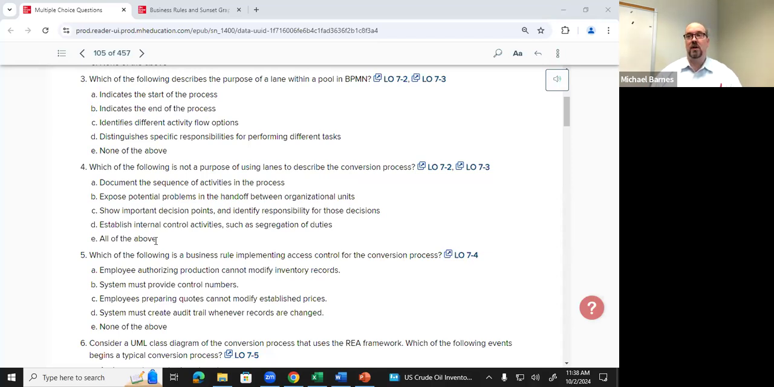That's probably an important one to understand what responsibilities would go with different departments in the organization. So yeah, I think B, C, and D are all valid. A is not a valid one, so A is our answer. Again, don't default to E. You need to analyze all of these.